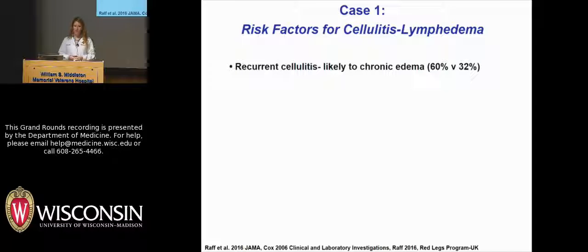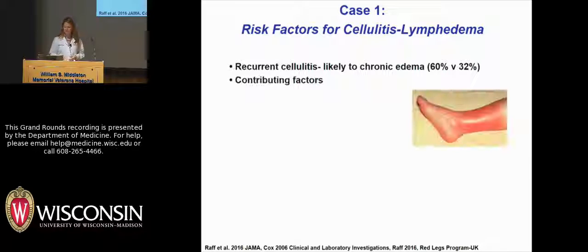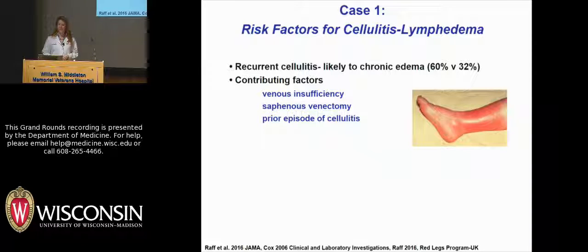So what's the second factor? Edema or lymphedema. Patients that have cellulitis and go on to have a second episode are twice as likely to have chronic edema. What factors contribute to this? Venous insufficiency, saphenous venectomy, as we see with patients who have undergone coronary bypass, and prior episodes of cellulitis. These damage the lymphatics and allow for fluid to accumulate.